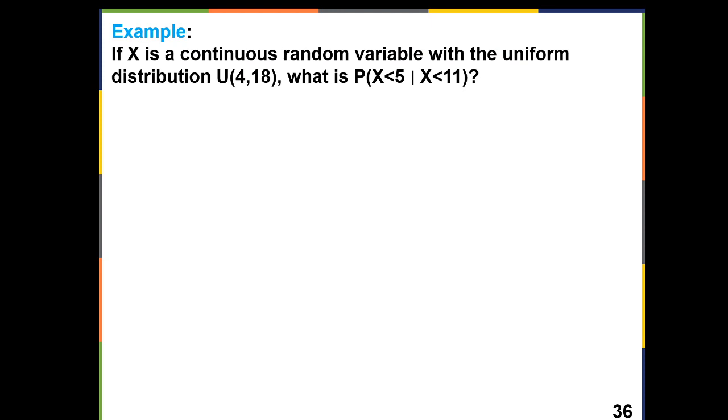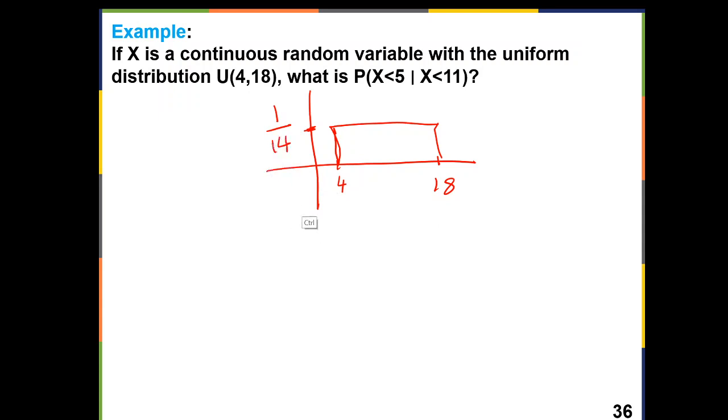Alright, if x is a continuous random variable with the uniform distribution, what is the probability that x is less than 5 given that x is less than 11? In this case, if we consider x to be from 4 to 18, then that would be a uniform distribution. We can find any kind of probability we are given, and the height would be 1 over 18 minus 4, which is 14.